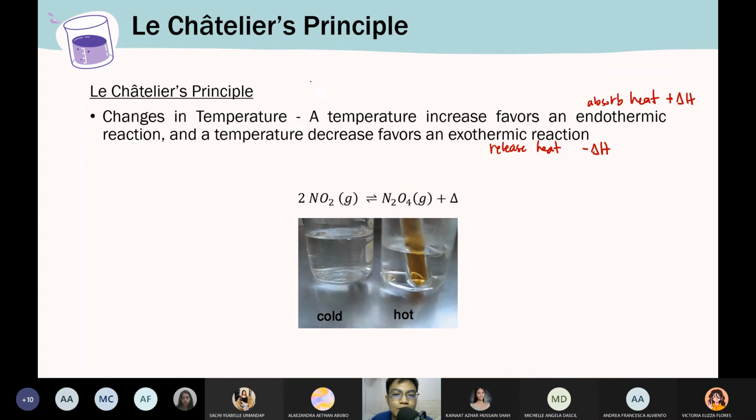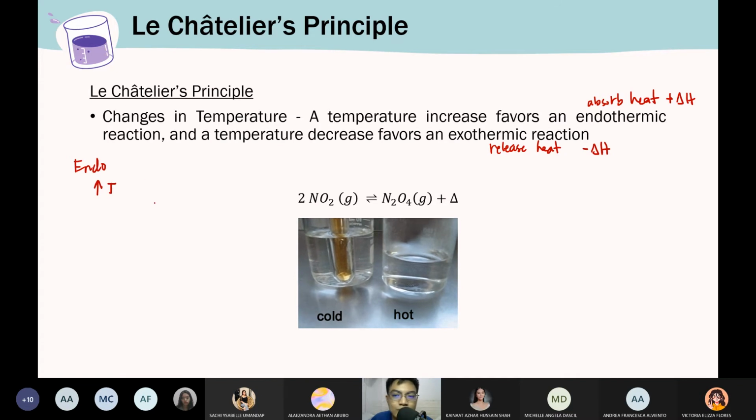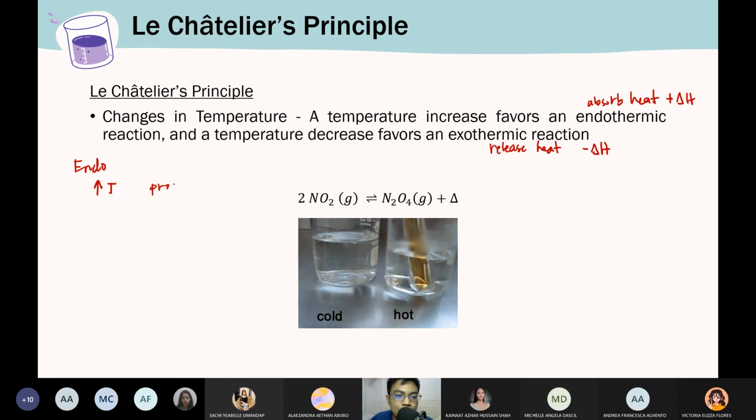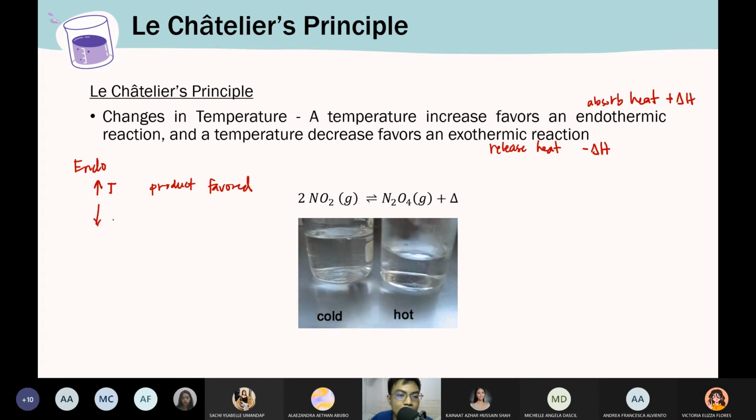So what will happen to the temperature? So magkaiba yan, no? So for an endothermic reaction, if you increase the temperature, you will push the reaction to the product side, no? Okay. And then if you decrease the temperature, you push the reaction to the reactant side. No?